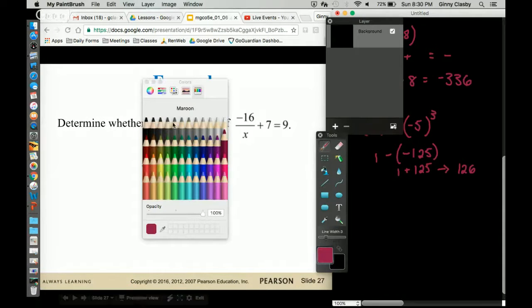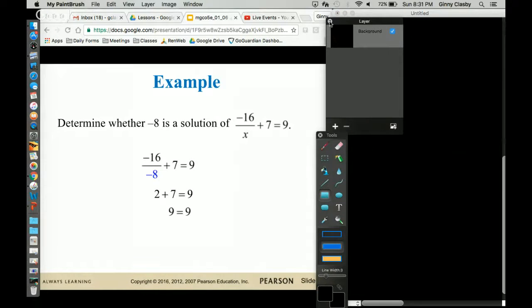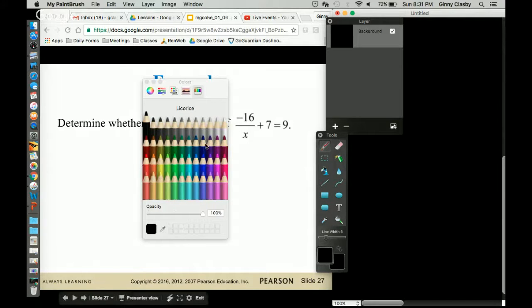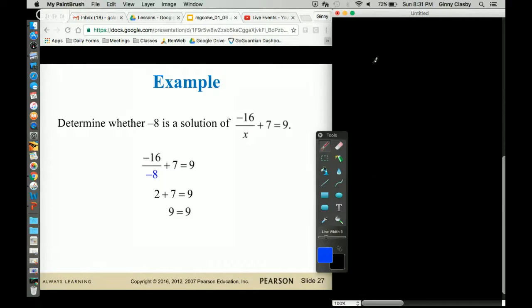All right, is this a solution to this problem? All right, all this question is telling you to do is plug in the value that they are asking. Is this a solution? They want you to plug that in to the original equation and see if it turns out to be the right answer. Okay, so you have negative 16 over x plus 7 equals 9. All right, they want to know if negative 8 is a solution to that problem.